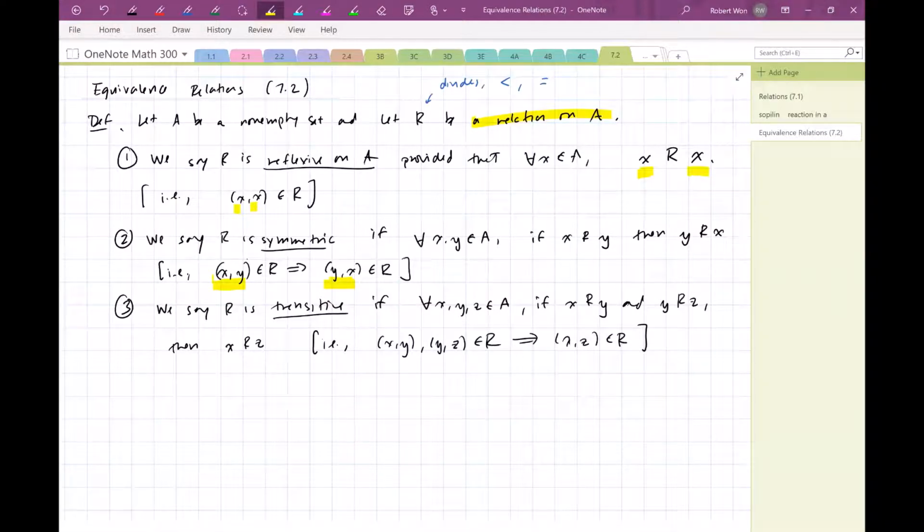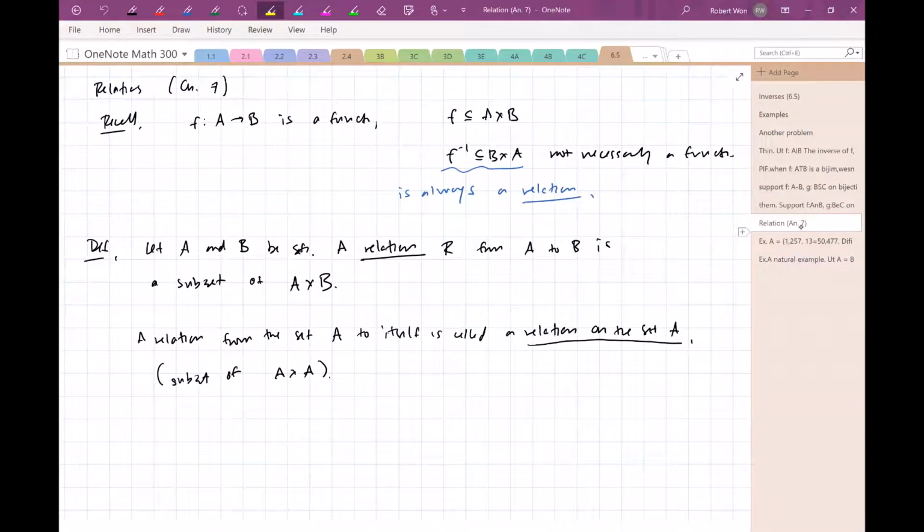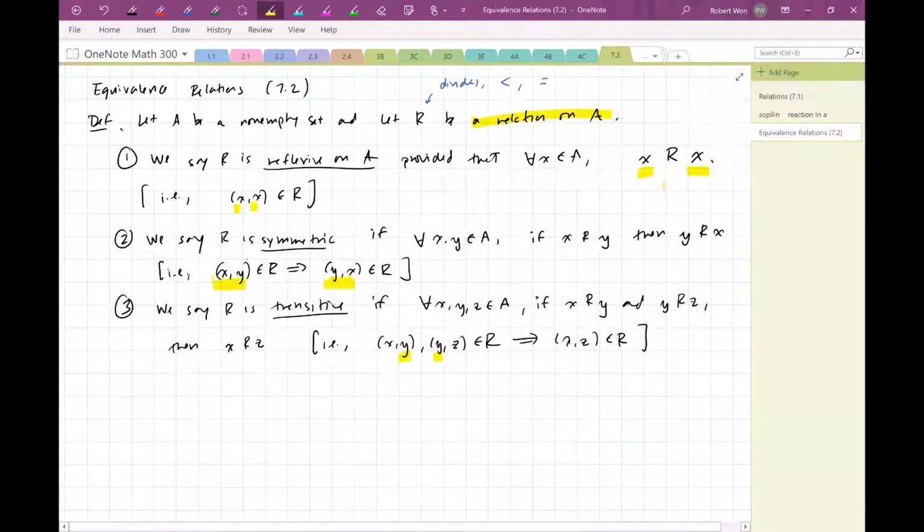And for transitivity, this y here appears on the left-hand side and on the right-hand side of something in the relation. So it doesn't really make sense to ask this for a relation that's not defined from a set to itself. Again, the notion of a relation is very general. It can be defined between any two sets. But these properties I've only defined for a relation on a single set A.